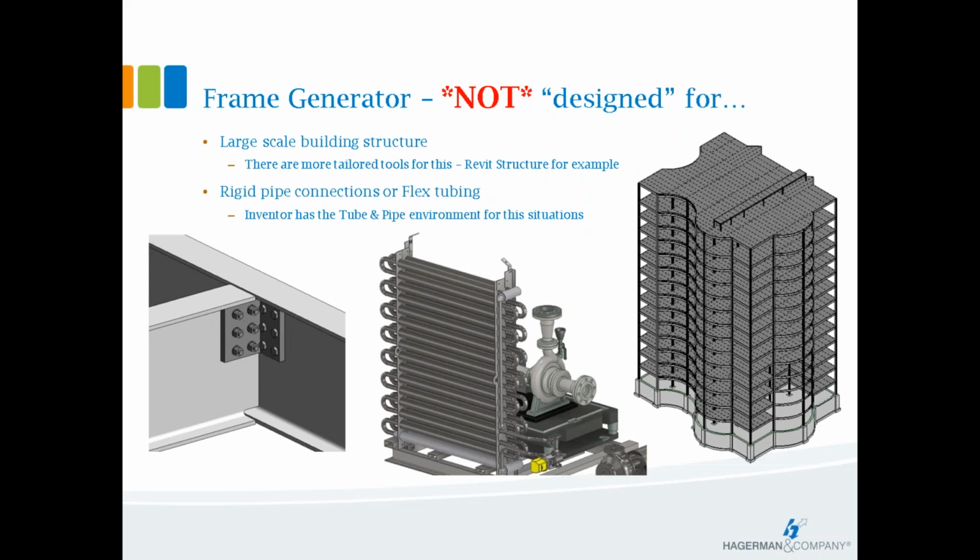The other things you might want to consider are things like rigid pipe connections or flexible tubing type situations. There are structural shapes in the frame generator for tubing. Those are really intended for things like handrails and ladder guides and things like that. If you're looking at piping and tubing, then another tailor-made product is going to be Inventor Tube and Pipe. So if you're looking at something here, like here in the center, could we do this with Inventor, with the frame generator? Sure. Would I rather do it with tube and pipe in Inventor? Yeah, that's a much more suited environment to tackle a design like this.